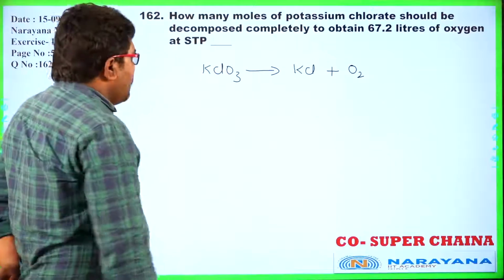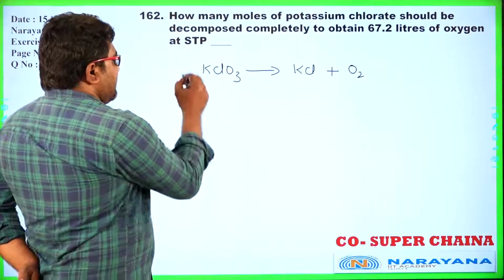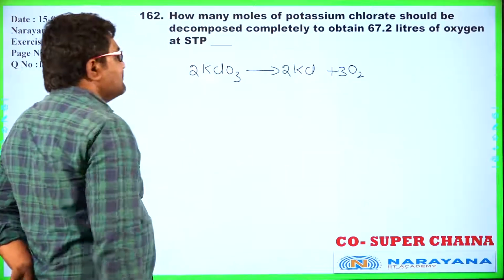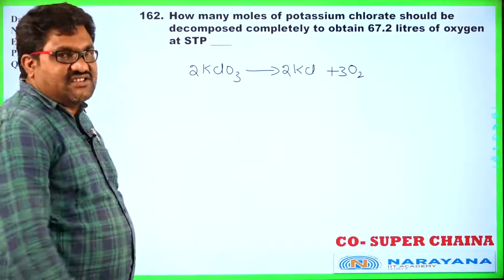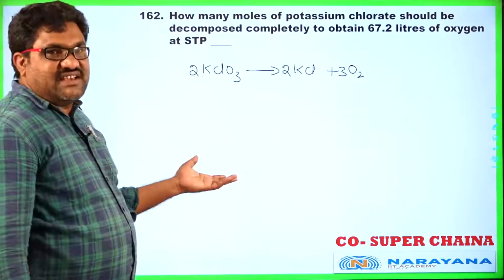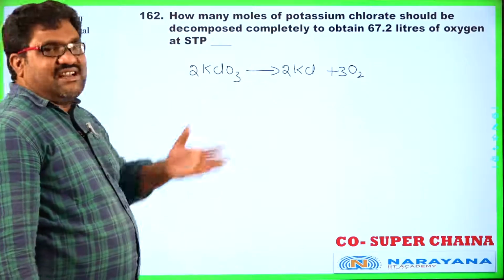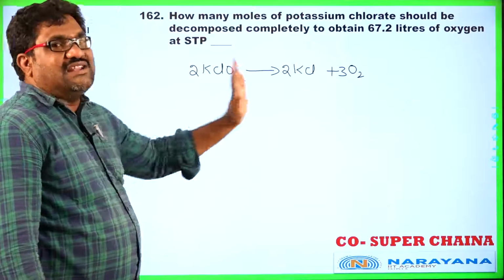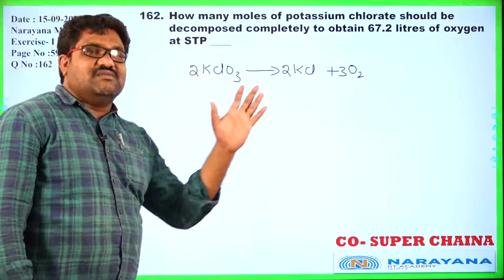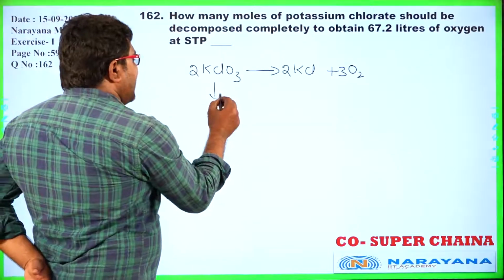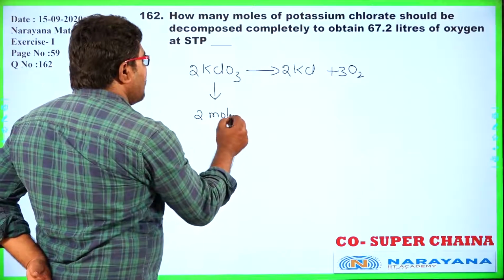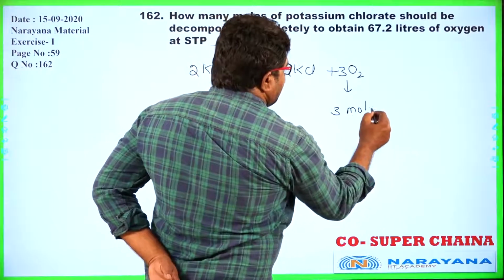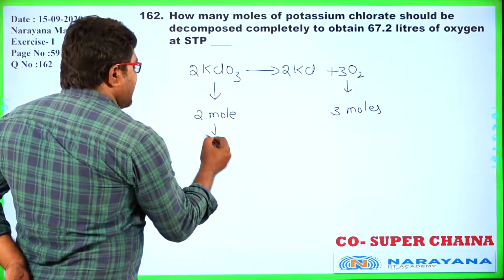Okay. Now for balancing that equation, I am taking 2 moles of this and here 3 moles and 2 moles of this is formed. According to that balanced equation, he has asked the number of moles of KClO3 for a particular volume of oxygen formed. So it is called mole volume ratio. So according to the balanced equation, 2 moles of KClO3 decomposed, 3 moles of O2 is formed. So here moles are asked, no problem.